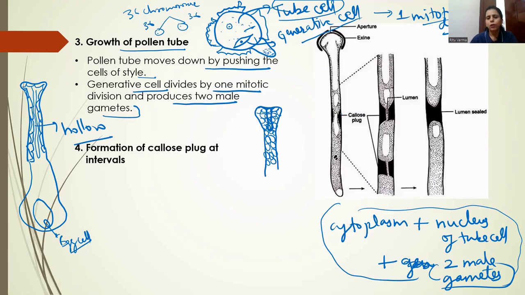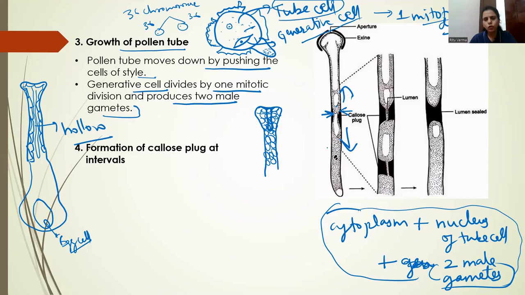Now when this pollen tube is passing through, it is pushing down the cells of the style. At that time it might happen that, for example, if pressure is generated in this particular part, half of this content, that means the cytoplasm, the nucleus of the tube cell and the two male gametes, might remain in the upper part of the pollen tube, and half of this content might go to the lower part of the pollen tube.